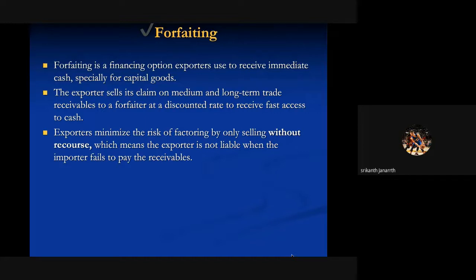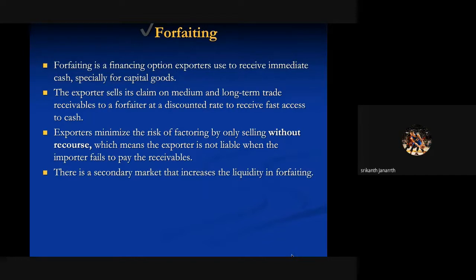It is only used for international trade, especially for capital goods, not the ordinary commodities. This is typically different from factoring. In forfeiting, there is a secondary market, so there is liquidity. That means these are reputed firms. Remember, when you are exporting machineries, the importing party is also a reputed company.